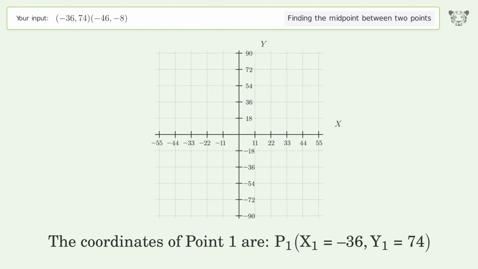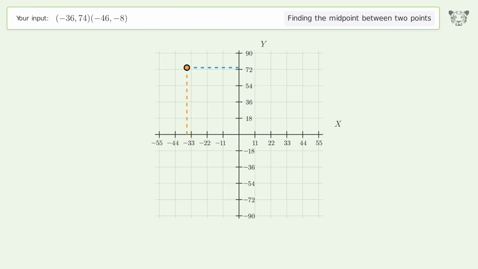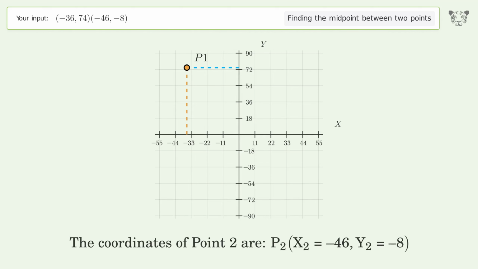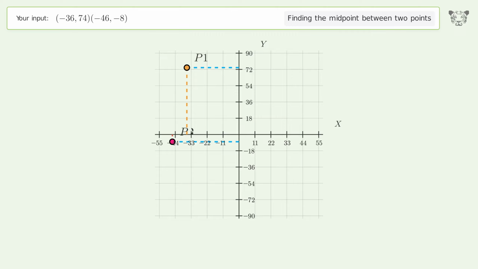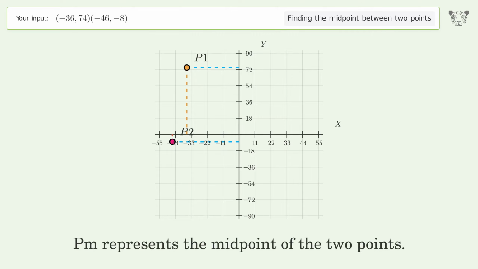The coordinates of point 1 are, x1 equals -36, y1 equals 74. The coordinates of point 2 are, x2 equals -46, y2 equals -8. PM represents the midpoint of the 2 points.